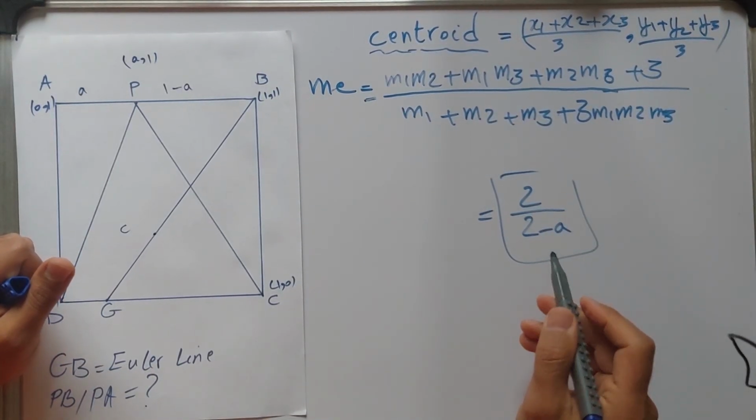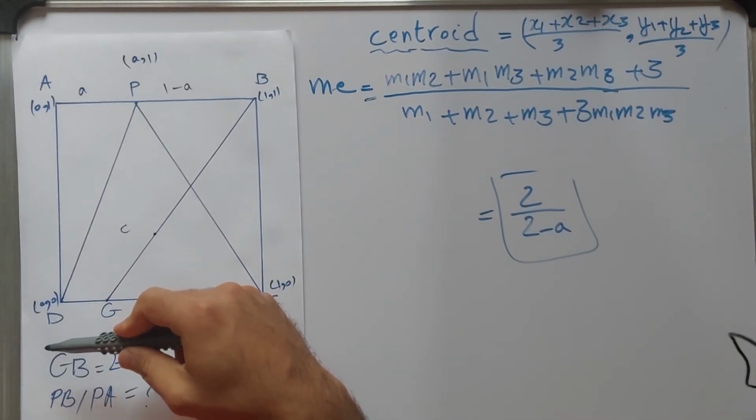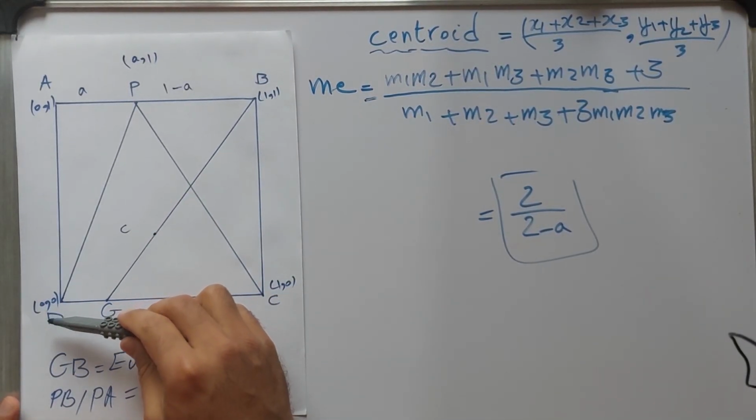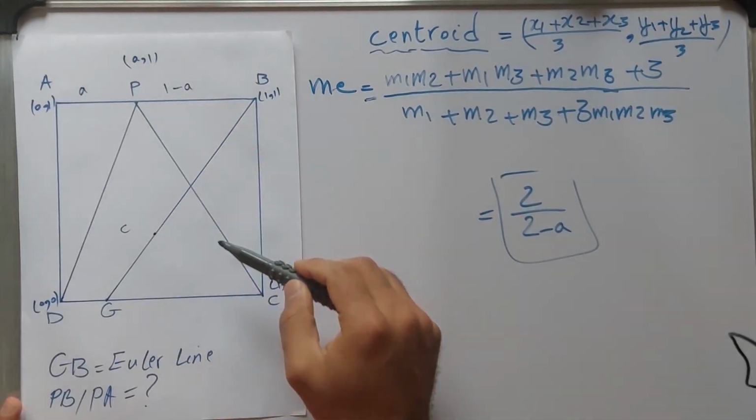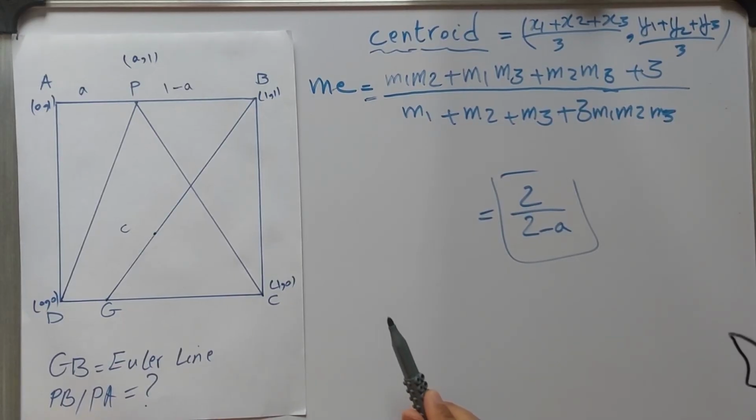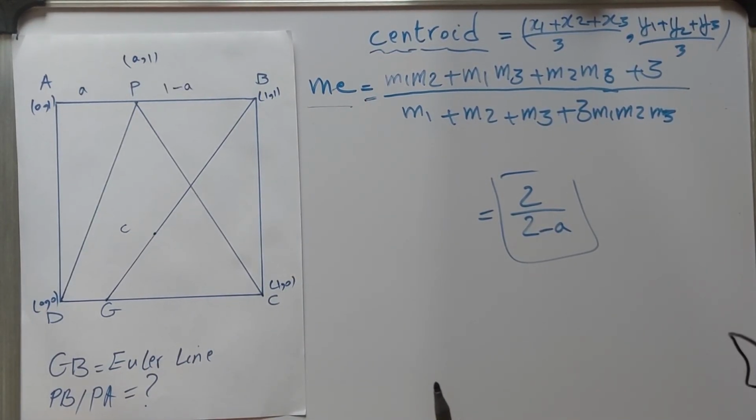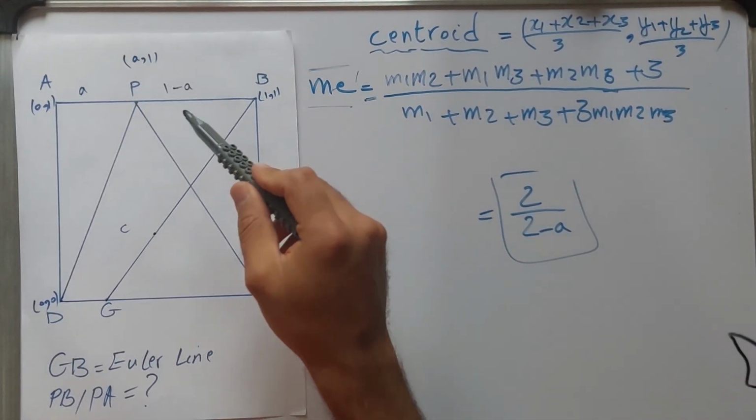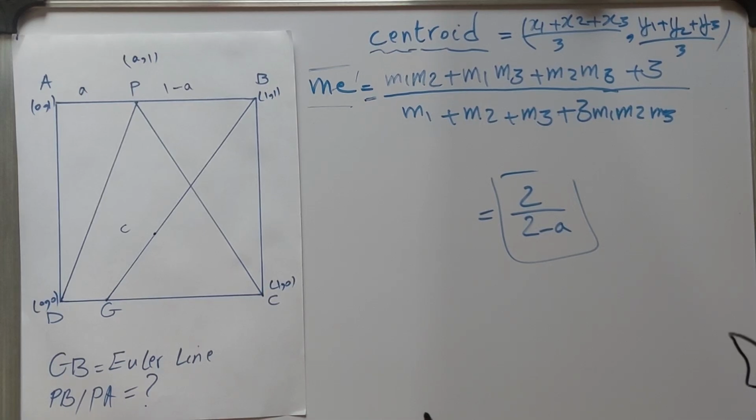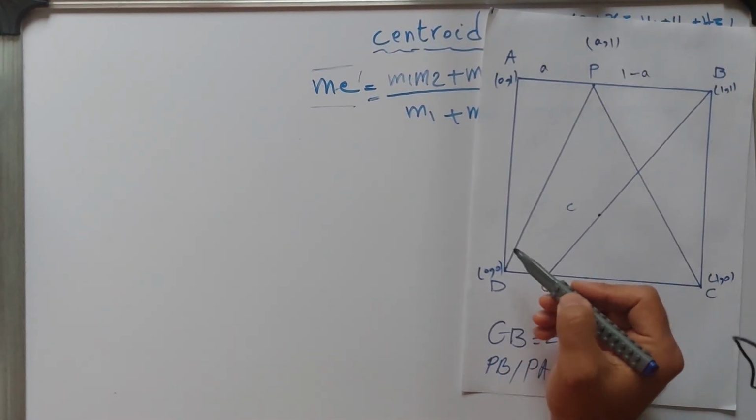So what are these m's? The m's, for example, m sub 1, they are the slopes of the sides of the triangle. So we can say, for example, PD or DP, that's the first side, PC, that's the second side of the triangle, and DC is the third side of the triangle. So according to this formula, if you have the slopes of the sides of the triangle, we can calculate the slope of this Euler line.